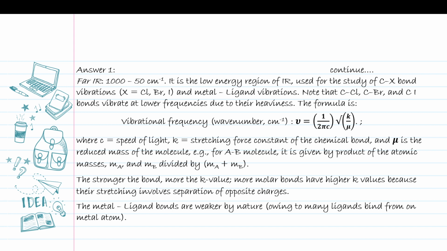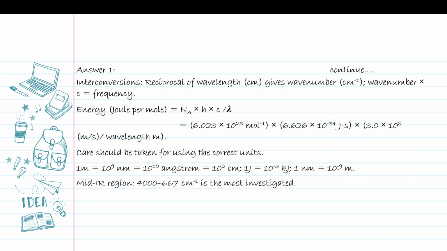The vibrational frequency formula is given here in wave number: 1 upon 2 pi c root k by mu. K is the stretching force constant, mu is the reduced mass. Higher the reduced mass, lower the frequency; higher the k value, higher the frequency. Interconversions are given. Reciprocal of wavelength gives wave number. Wave number multiplied by c gives frequency. Energy in joule per mole is calculated by N A cross h cross c over lambda. Care should be taken for using the correct units.